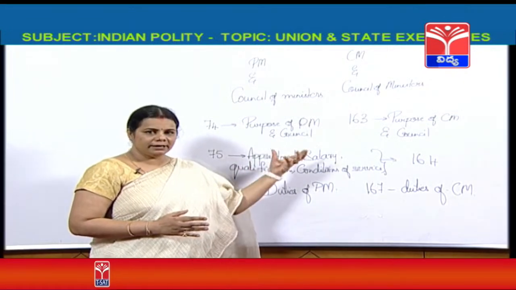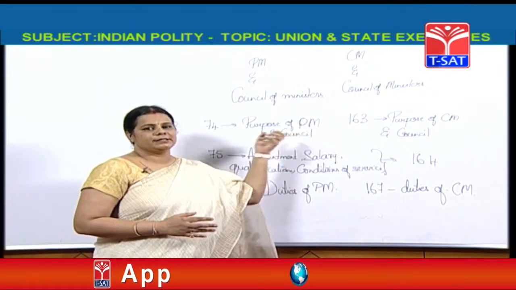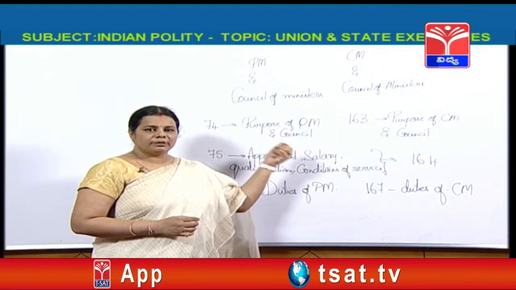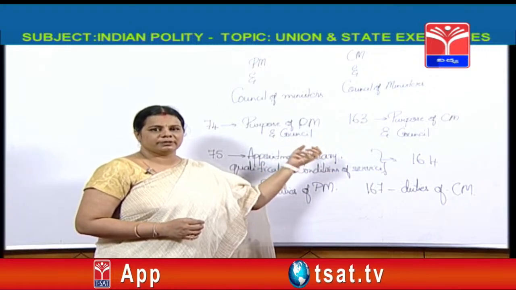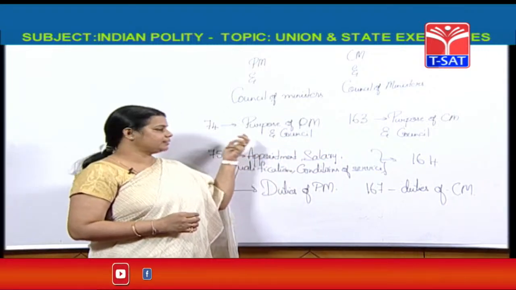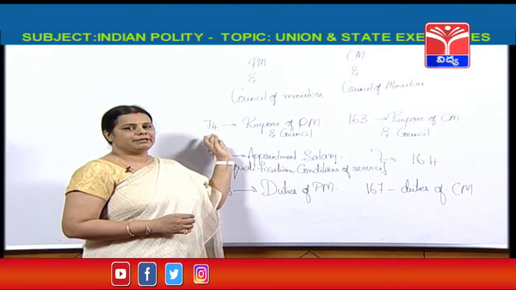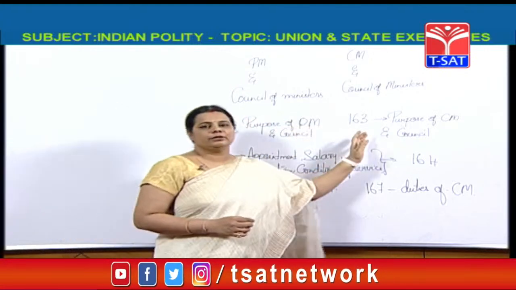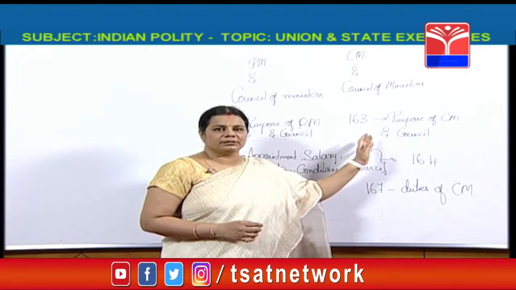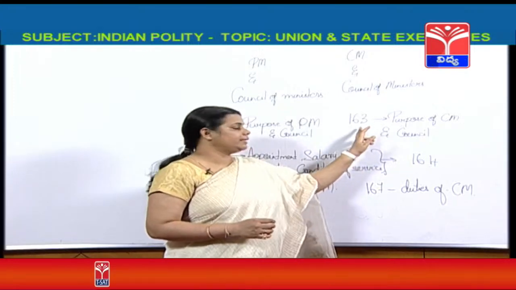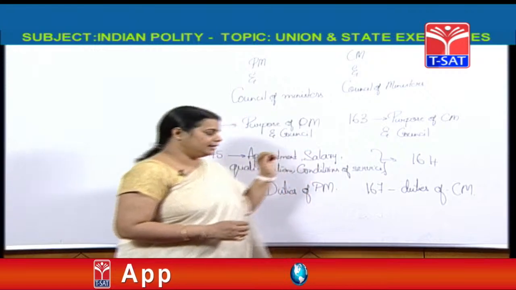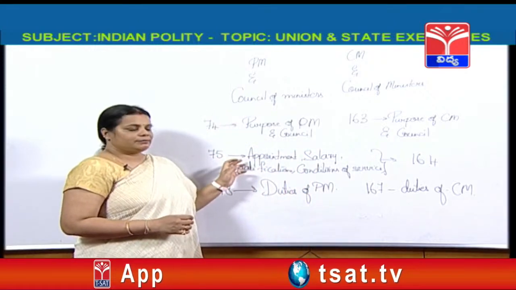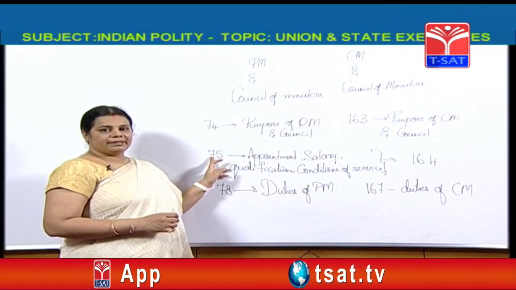Ante, why will we have a Prime Minister and Council of Ministers? What will be the role of the Prime Minister and Council of Ministers in the Indian political system will be defined by Article 74. Similarly, what will be the role of the CM and Council of Ministers in the state political system is defined under Article 163. The second article that is very important with regard to this is 75.